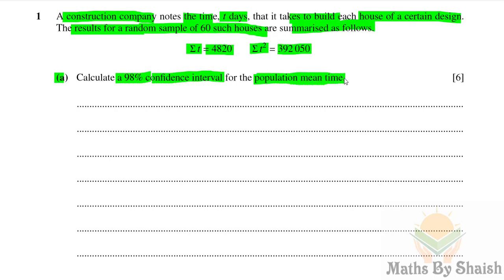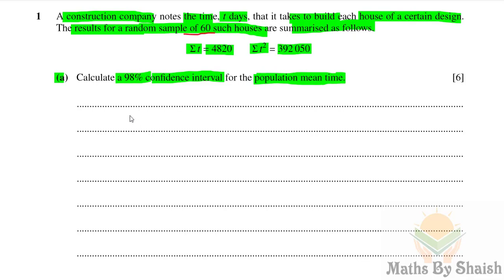So we are going to find the confidence interval for the population mean time, and the population is not stated to be normal, but we can see the sample size is 60, which is more than 30. So by CLT the sample mean is going to be approximately normal. For the 98% confidence interval, first of all let me draw the normal scenario.